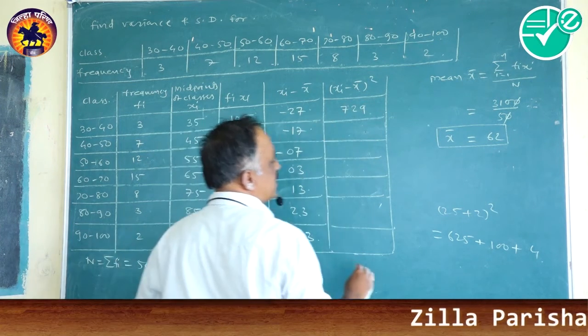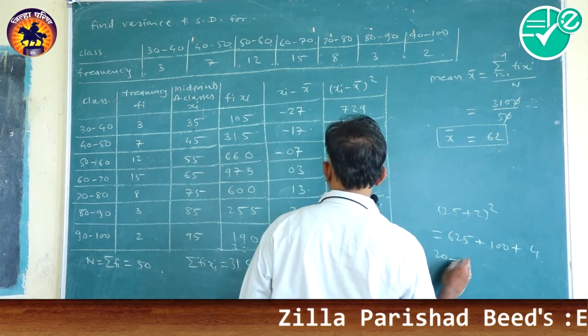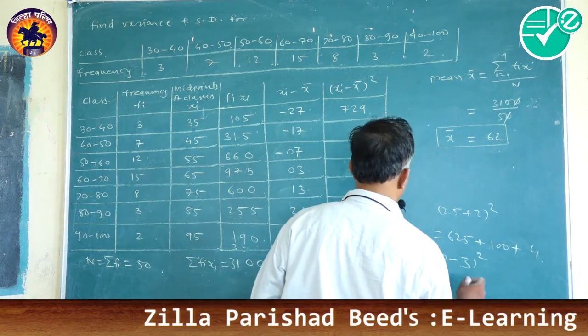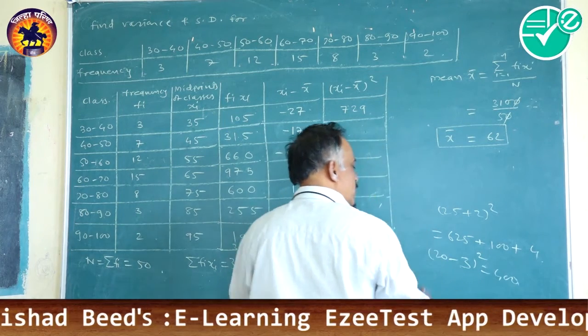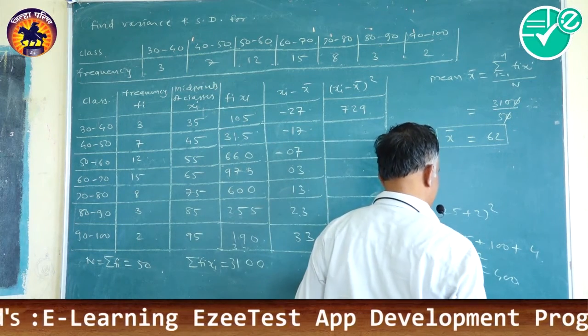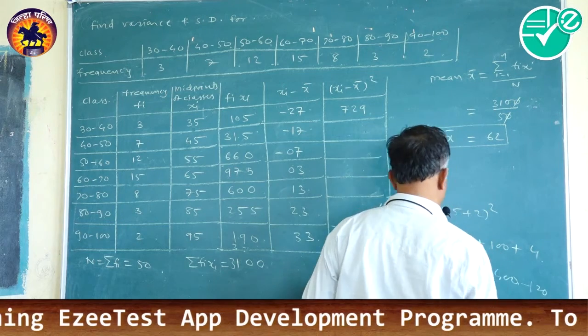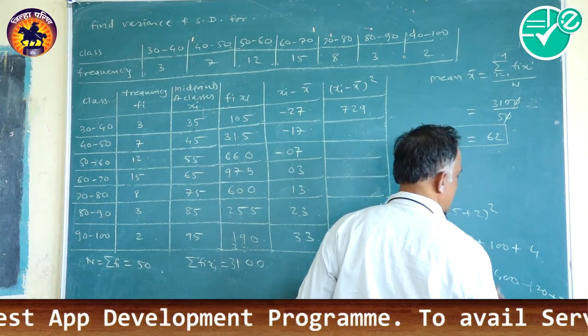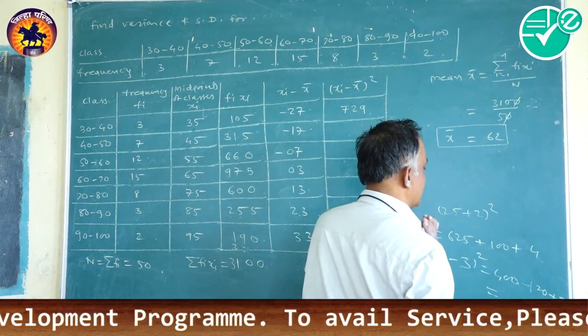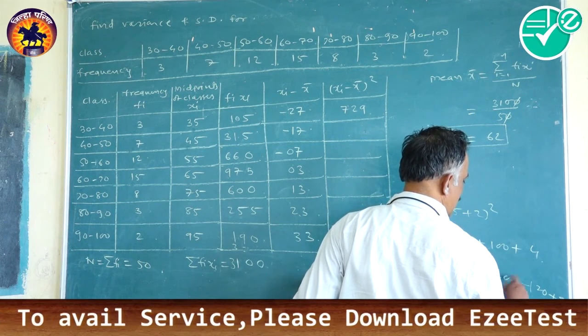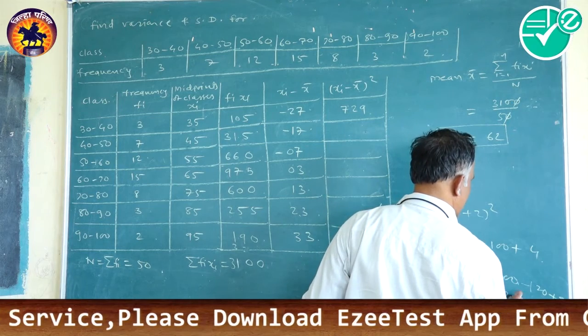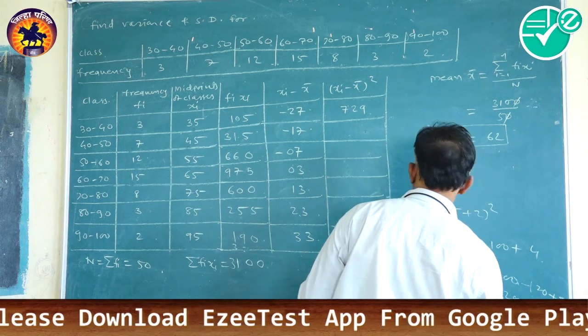17 square. 20 minus 3, whole bracket square. That is equal to 400. 20 into 3 that will be 60, minus, into 2 that will be 120, plus 9. 400 minus 120, I think 100 gone then 300, another 20 gone then 280, plus 9, that is equal to 289.